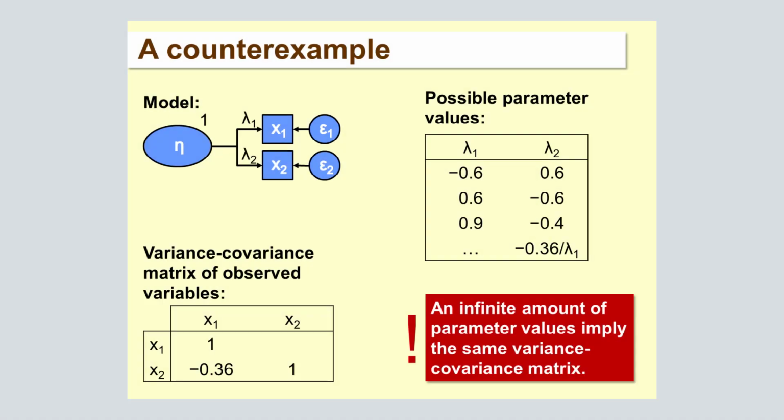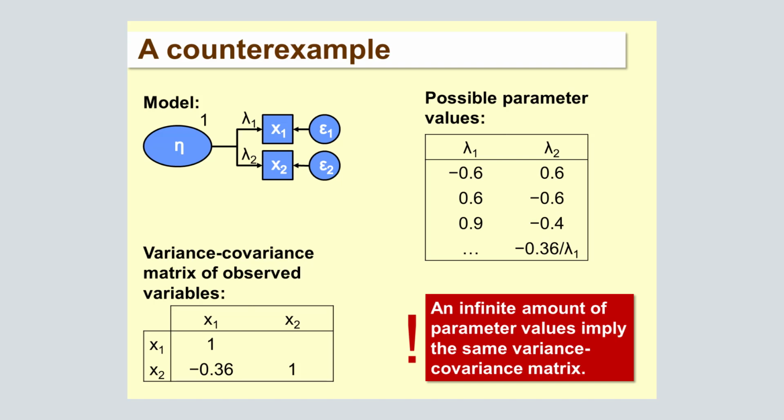To understand the issue of model identification, let's look at an instance where a model is not identified. On the upper left we find a reflective measurement model with two indicators. This model actually is not identified. The variance-covariance matrix of observed variables is printed at the lower left. The variances of both indicators are 1 and the covariance is minus 0.36, which in this case is the same as the correlation.